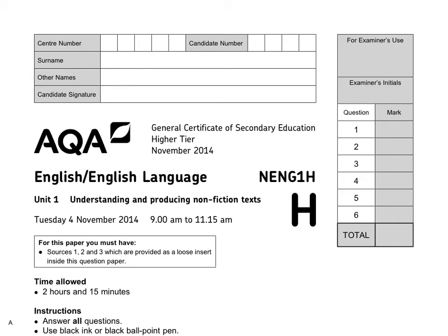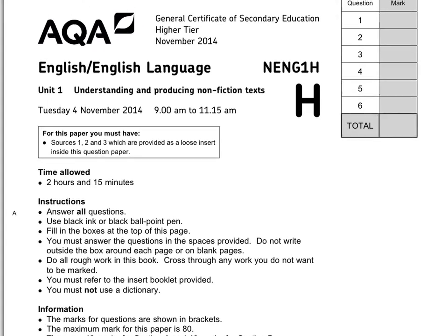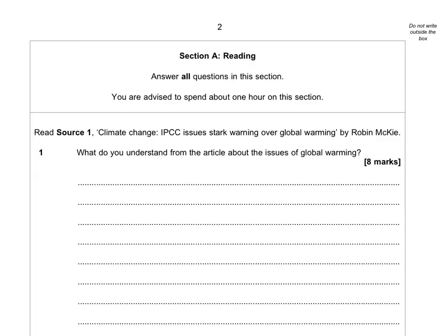Okay, so this is AQA's Unit 1, Understanding and Producing Non-Fiction Text paper. We're going to look at question 1, which is source 1, and see what the examiner wants us to do. So here's the question, which invariably is either what do you understand or what do you learn about the issues of global warming. It's the same thing really.